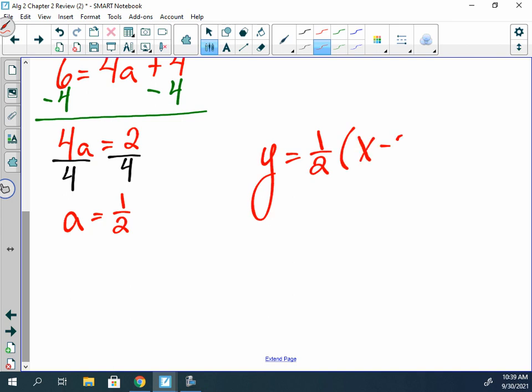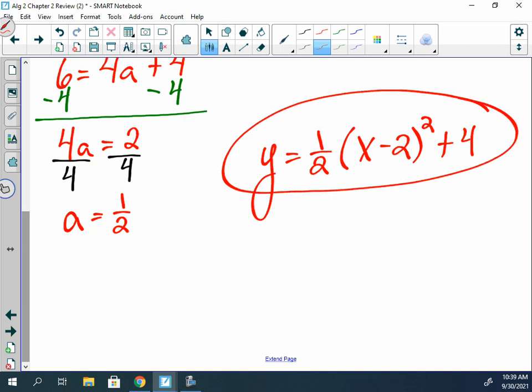Let's see here. Plug a back in to the original equation before we plugged in the point, and we have our answer. Question on this here. Okay.